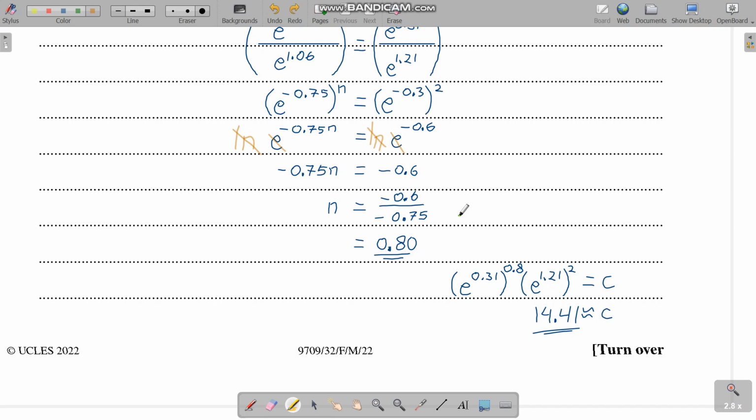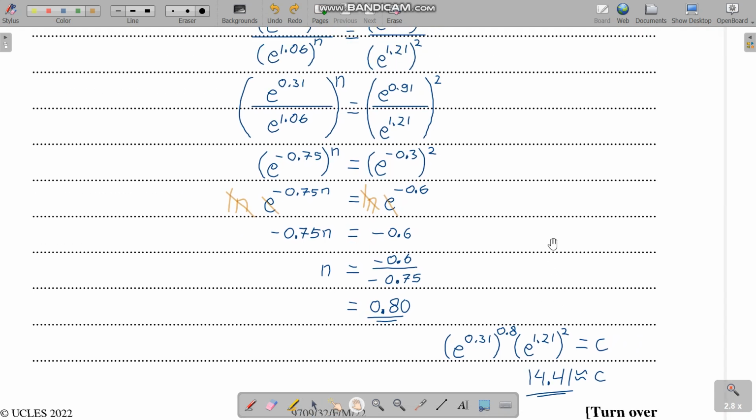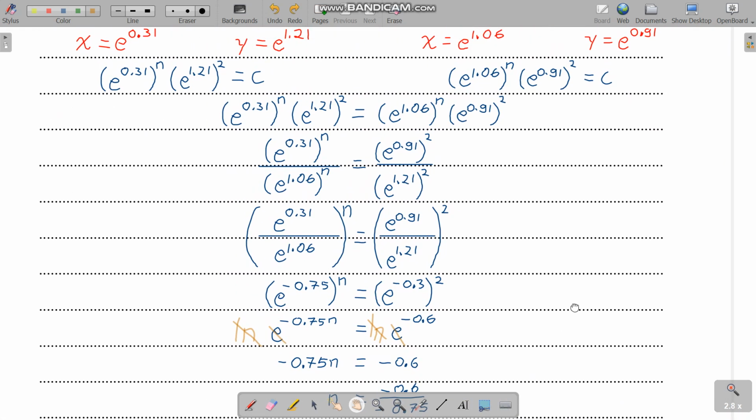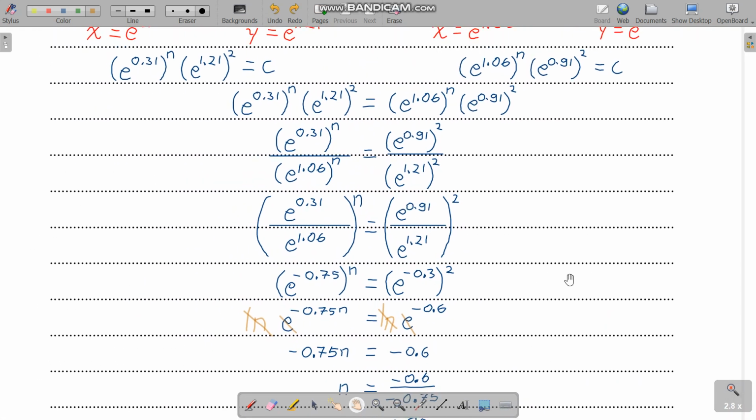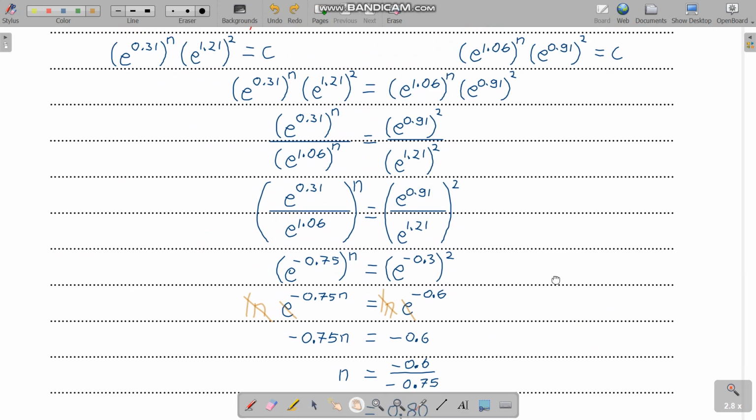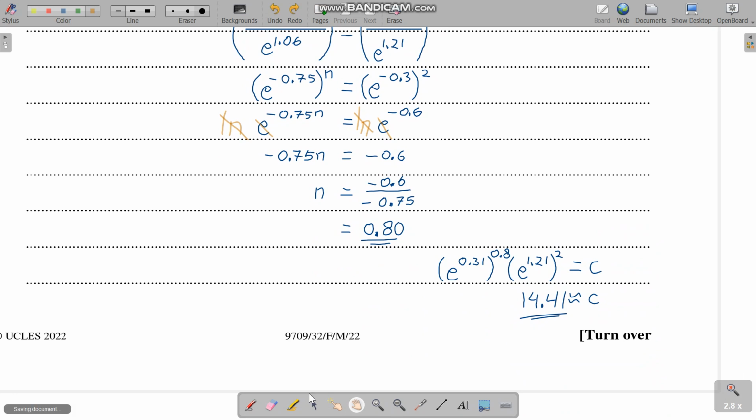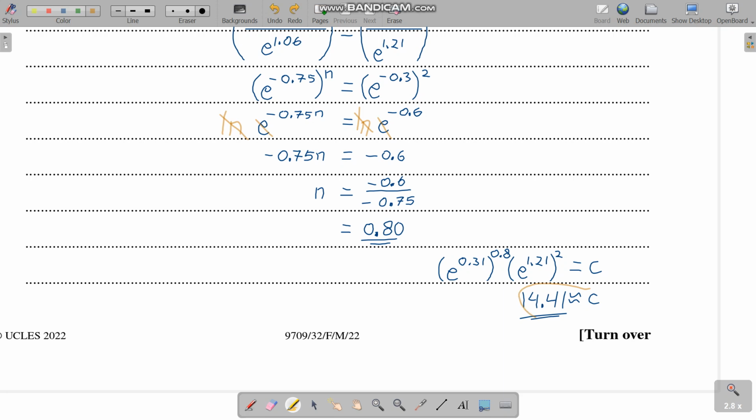Now to find c, we plug in this n value to one of the equations. So I'm using the first one here. We plug in n equals 0.8, and then use a calculator, and we should get this number in 2 decimal places.